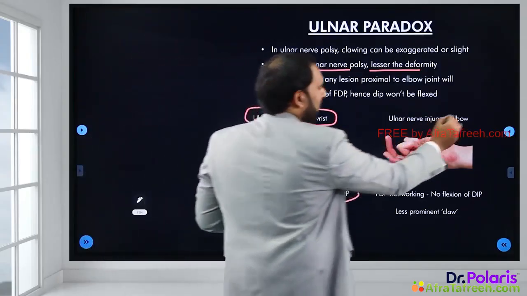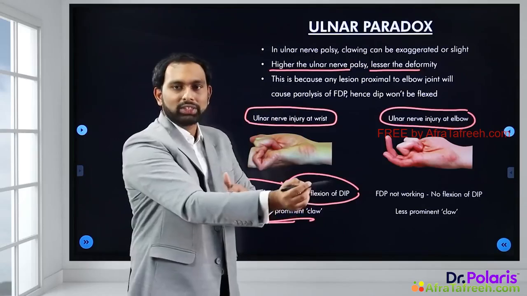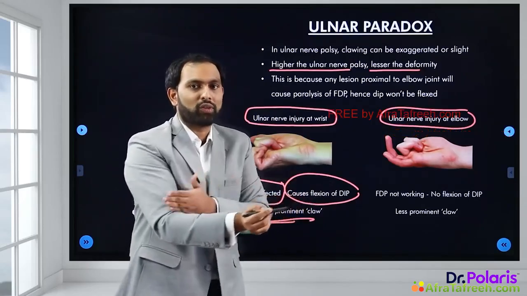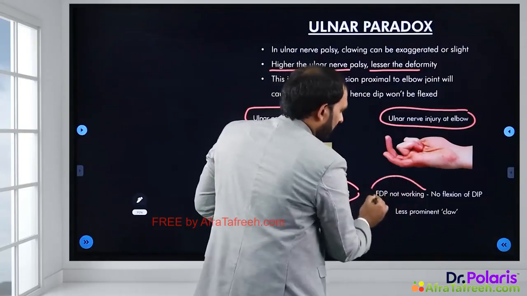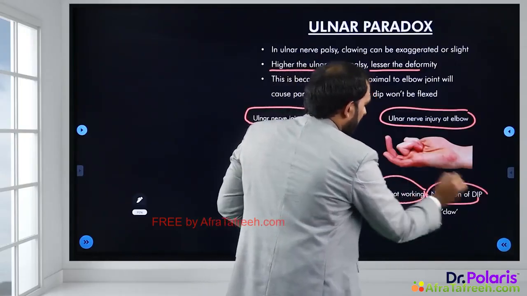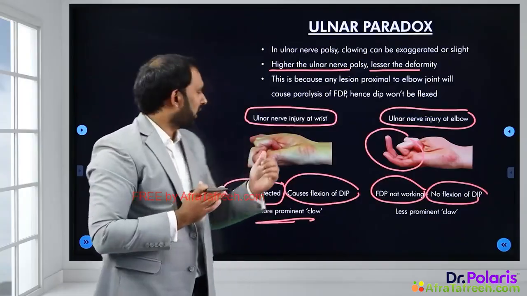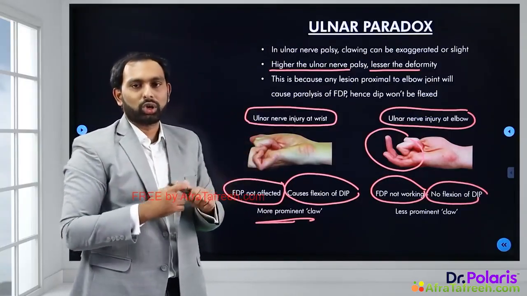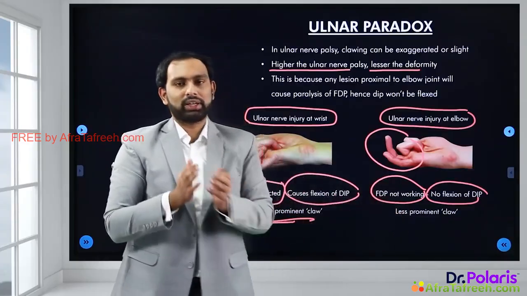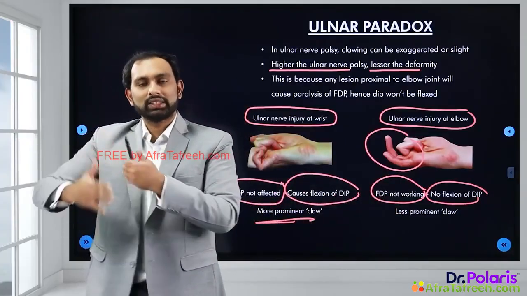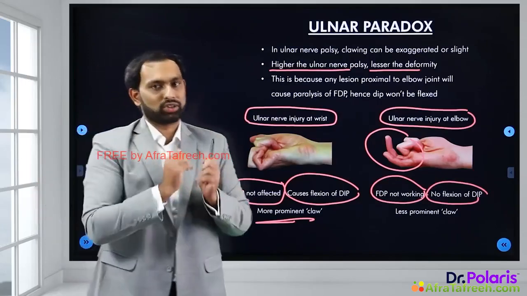In the same way, if the injury occurs at the elbow, the FDP is also affected because the FDP branch is given out after the elbow. So if there is an ulnar nerve injury at the elbow, FDP is not working. So there is no flexion of the DIP, and when there is no flexion of the DIP, the claw is not very prominent. So in a case of low ulnar nerve injury, the claw is more prominent, and in the case of high ulnar nerve injury, the claw is less prominent, and this is the paradox. That is, it is different from other nerve presentations. That is why it is called an ulnar paradox.